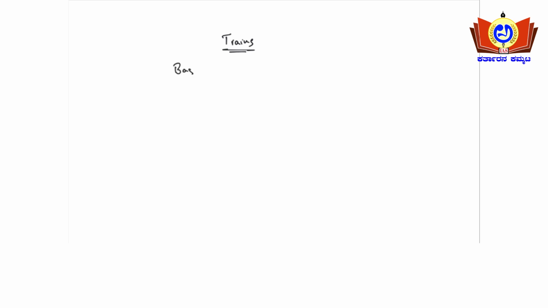Basic formula, what is it? Speed into time is equal to distance. Okay, this is the basic formula here. You can encounter two or three types of problems here when a train is crossing a moving object.